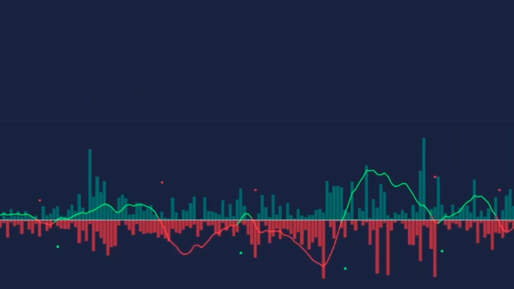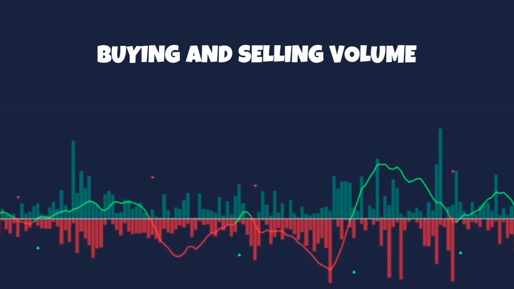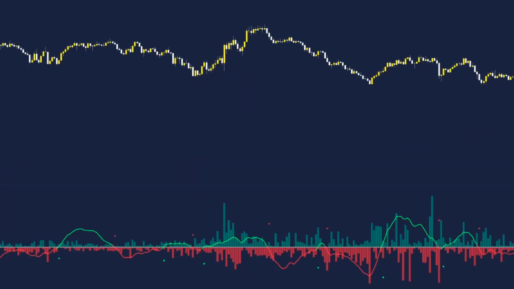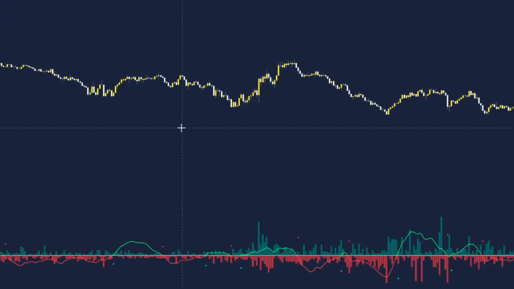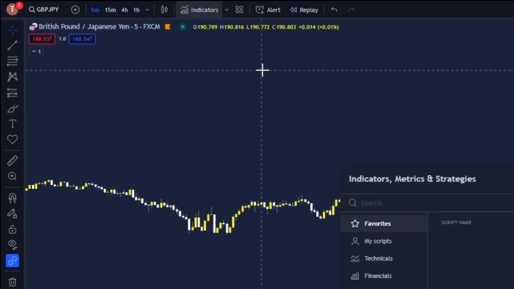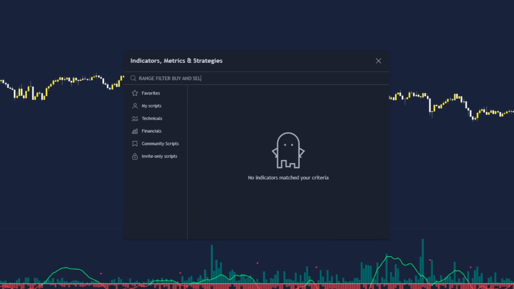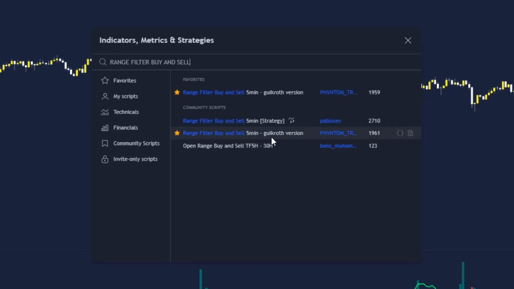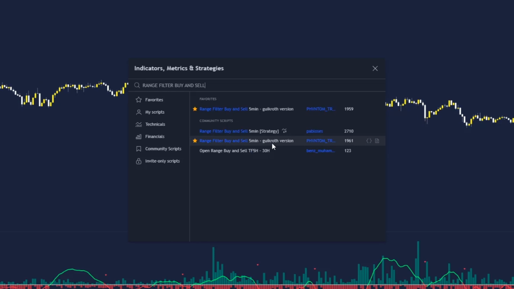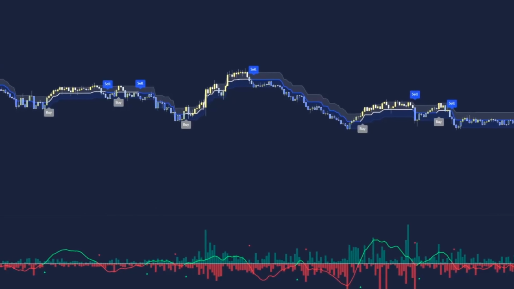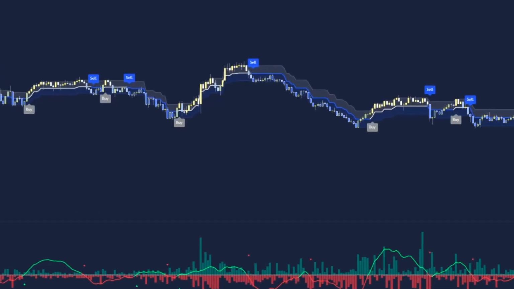The green and red bars simply represent buying and selling volume per candle, and we can use the red and green arrows for signal entry. Simple as possible. Next, let's add the buy-sell indicator. Go to the indicators search tab again. This time search range filter buy and sell. Add this one right here. This is an awesome buy-sell indicator that paints signals when price breaks the calculated ranges. So now that we've got our indicators, let's look at how we can take trades with this free strategy.